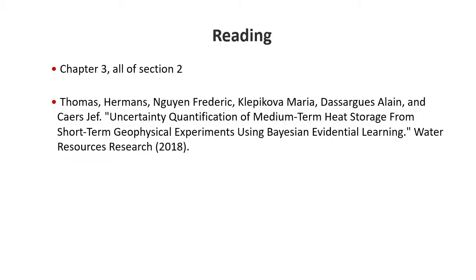There's some reading to be done there. Chapter 3 has some sections on dimension reduction, which we'll use extensively in the falsification. There's also a recently published paper, "Uncertainty quantification of medium-term heat storage from short-term geophysical experiments." There we use the Bayesian evidential learning method, and we go through the various steps, including the falsification step.